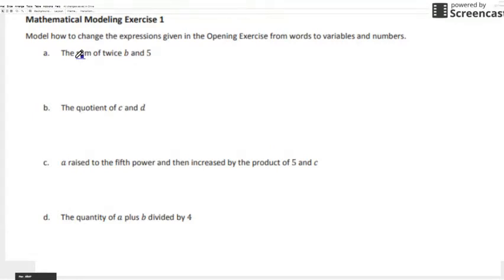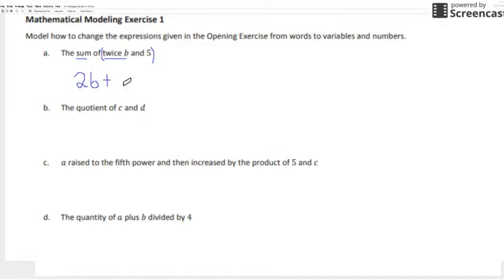So it says the sum of, so remember the sum of means that everything after the word of right here gets added together. So twice b remains twice b or 2 times b and then added to c. Sorry, not added to c, excuse me, I meant 5. I don't know why I put c.